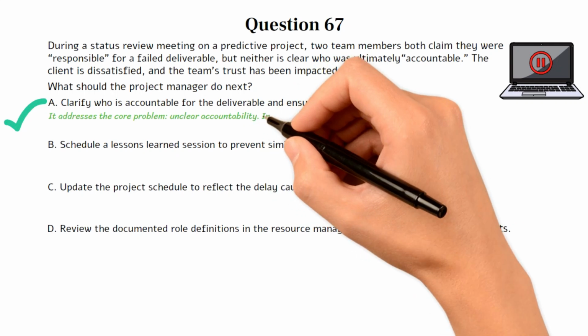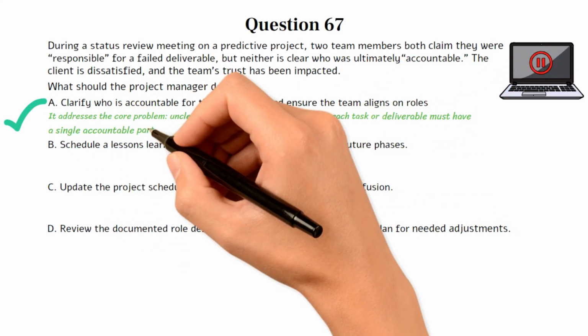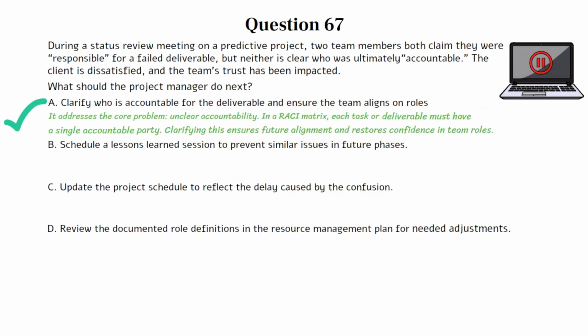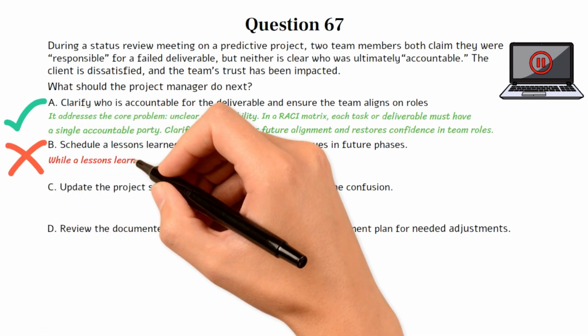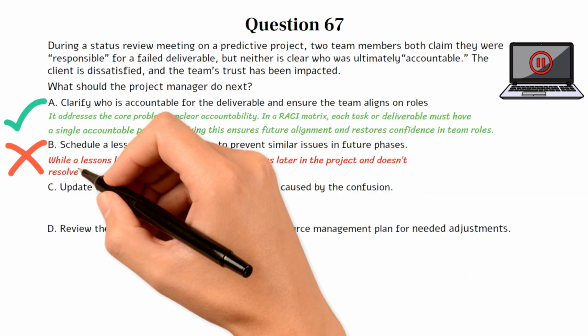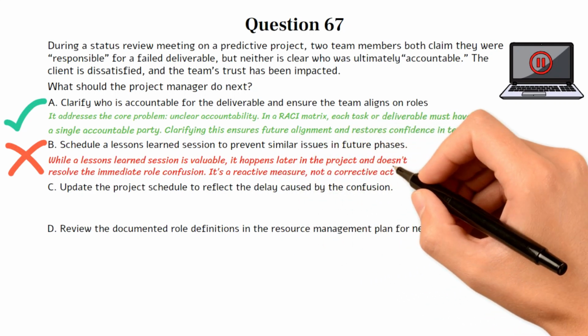In a RACI matrix, each task or deliverable must have a single accountable party. Clarifying this ensures future alignment and restores confidence in team roles. Choice B is incorrect. While a lessons learned session is valuable, it happens later in the project and doesn't resolve the immediate role confusion. It's a reactive measure, not a corrective action.